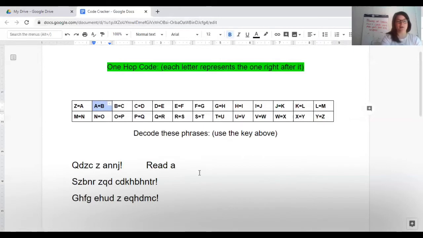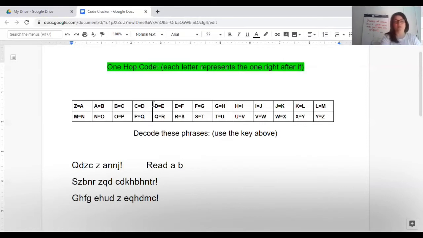So I'm going to type B. And then I have 2 N's in a row. Just knowing what I know about spelling patterns in English, I know that it's either going to be a double E or a double O because those are the only 2 letters that we most commonly double in words.